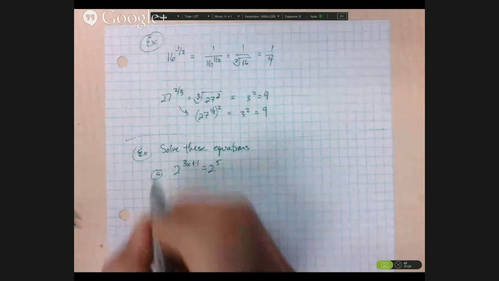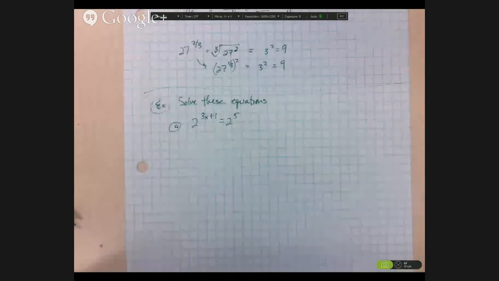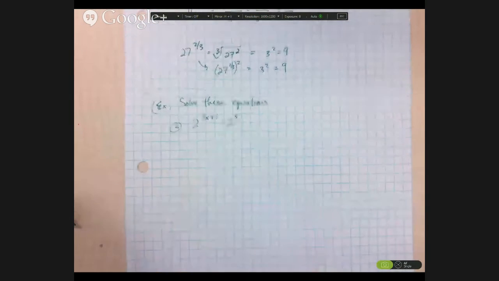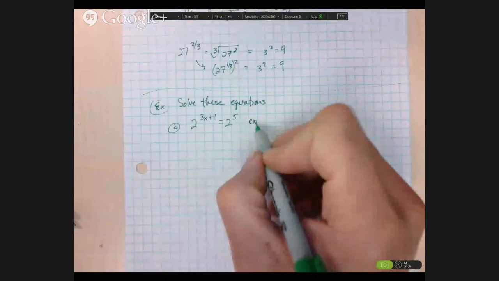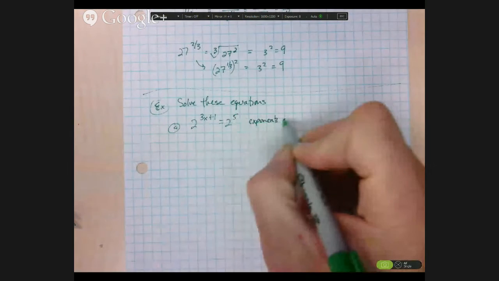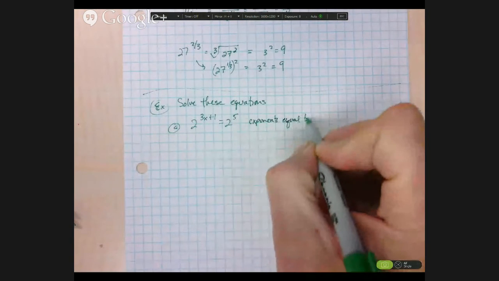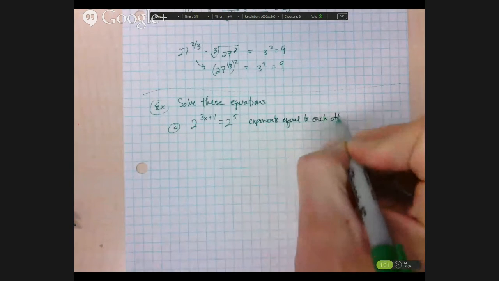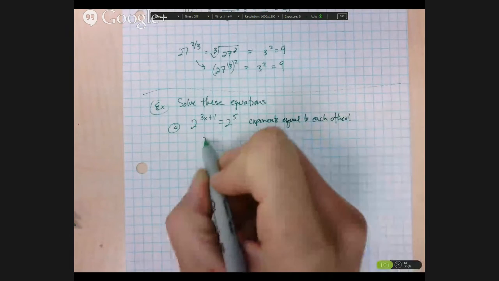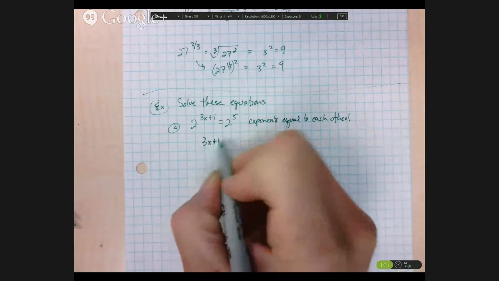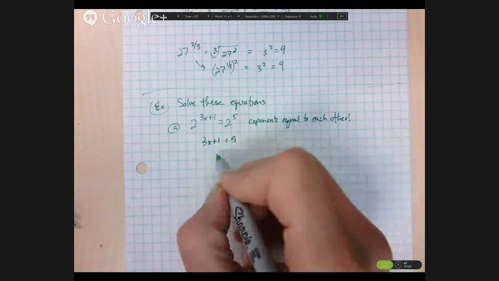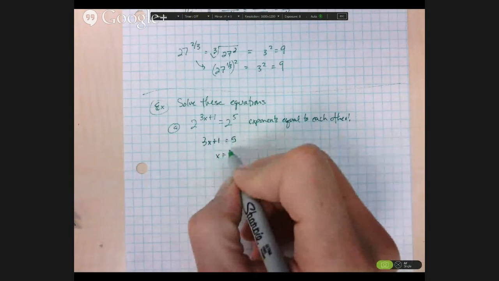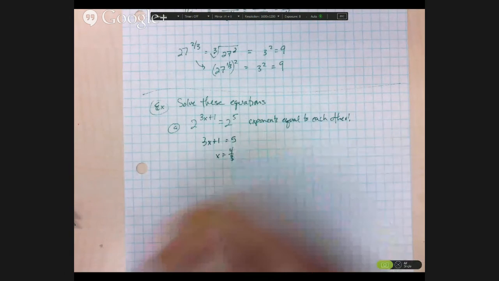Let's just go to A. Okay, same base. What do we have to know about the exponents? That they equal each other. Okay, so we can just do that. You subtract 1, divide by 3, I think you get x equals 4/3.